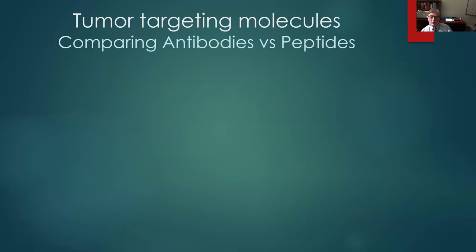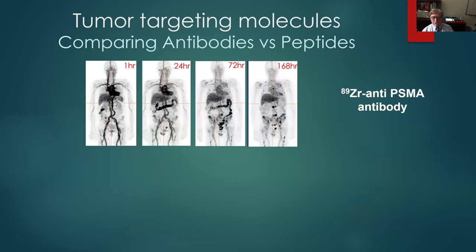Highly specific tumor-targeting antibodies have been around for more than 40 years. But except in the lymphoma space, they remain primarily confined to research trials, whereas there are a much smaller number of tumor-targeting peptides available. But yet these have emerged as the theranostics of choice, at least for the moment. So why is this? In this slide, I show serial PET scans from a PSMA-targeting antibody.